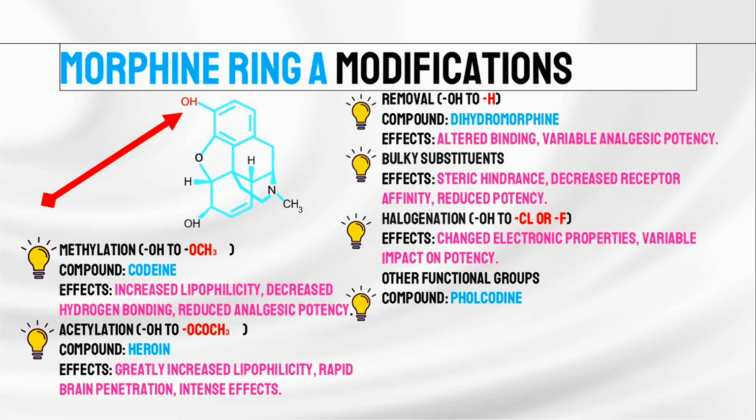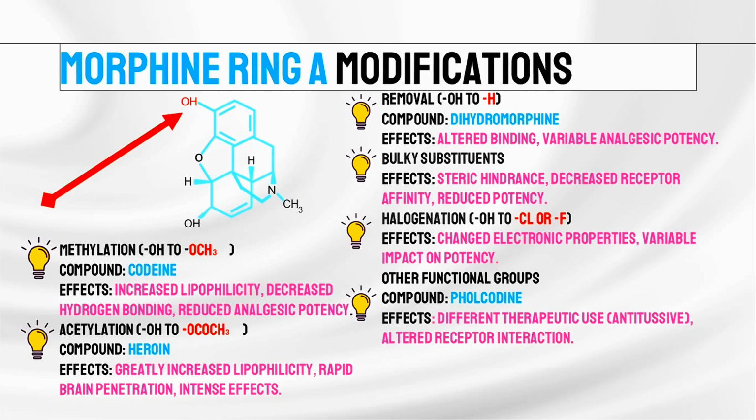Final stop, introducing other functional groups: meet pholcodine. By adding a morpholino group at position 3, we create pholcodine. Different therapeutic use: pholcodine isn't about pain relief, it's a champion cough suppressant, shining in its antitussive role. Altered receptor interaction: the new group changes how the molecule engages with receptors, shifting its effects.